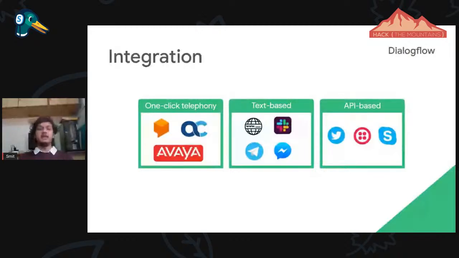Then Twitter, Twilio, and Skype. When you interact with Twitter or Twilio, Twilio supports IP messaging and text messaging. So you enable the IP and text messaging. You get some API. You write the code from the Twilio side and get the access from Dialogflow.